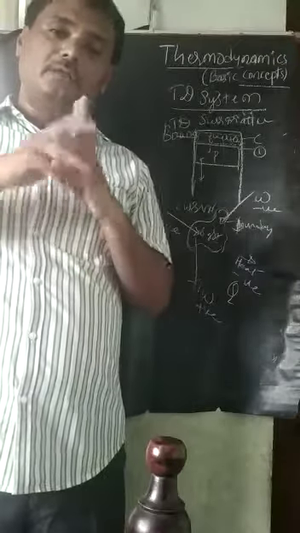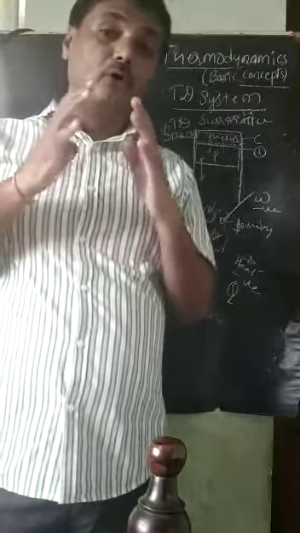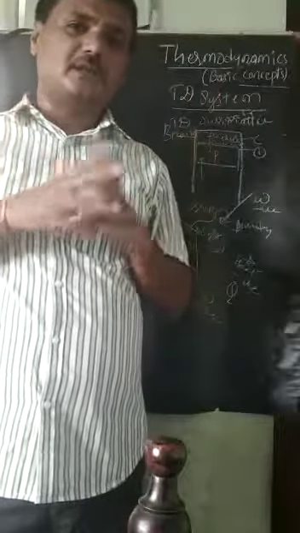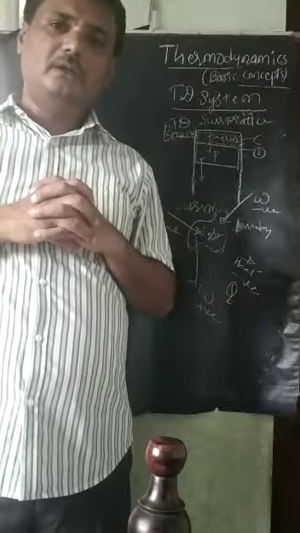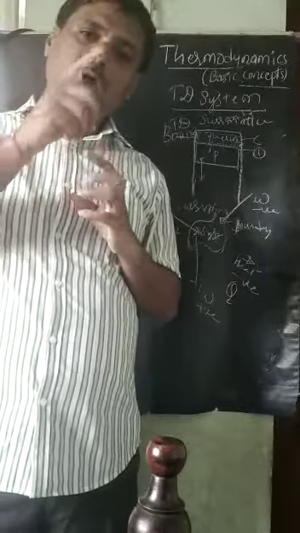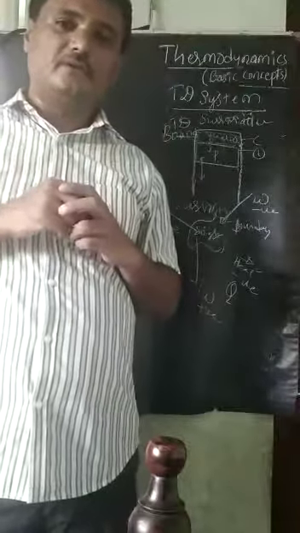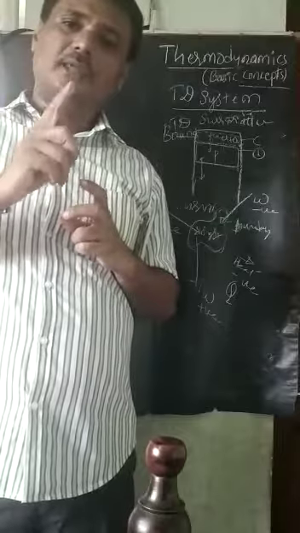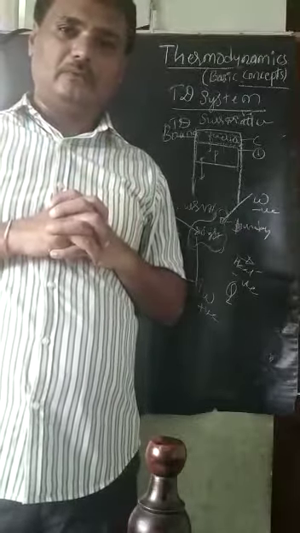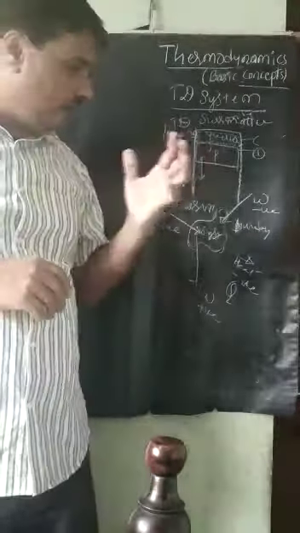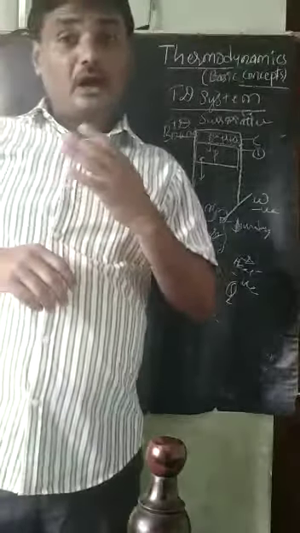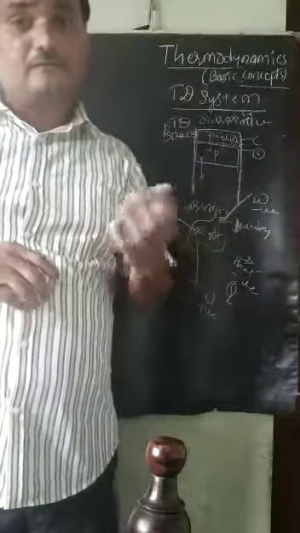So refrigerators, pumps, blowers, such systems are there. Here we are supplying the work from the outside. So it is work done on the system, and therefore that work is negative. This is the work done on the system, as opposed to work done by the system.